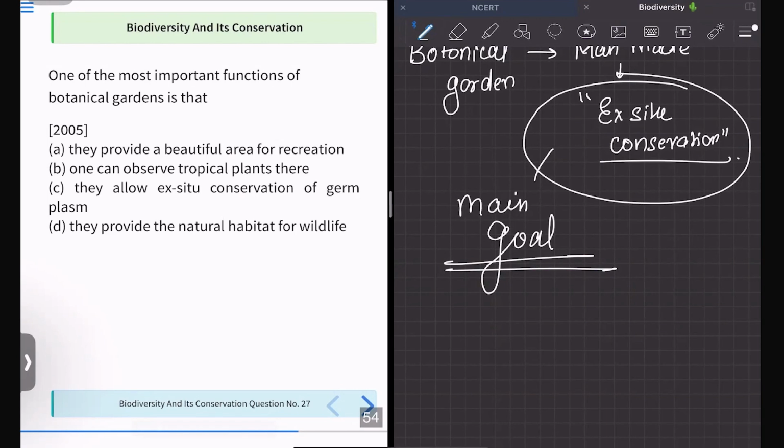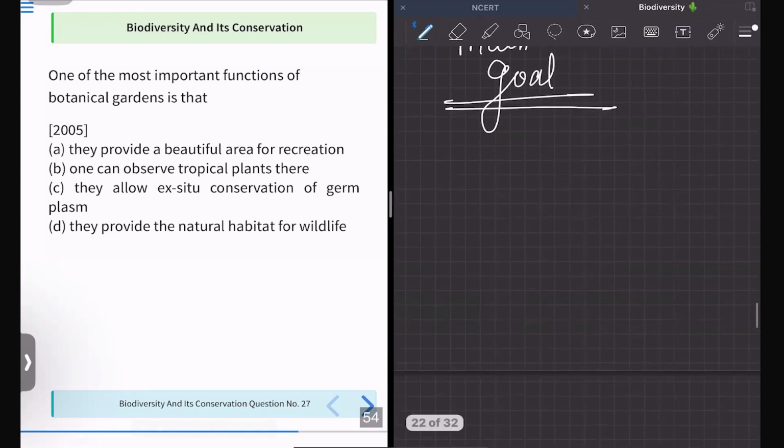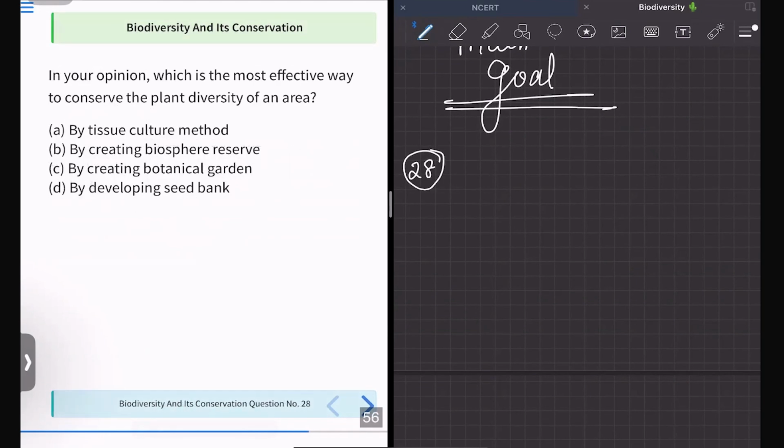Many times in the paper, you are going to find options in which all of them are related to the question being asked. But amongst them all, you have to select which is most appropriate. So you might face some questions like this. Okay, I hope you have understood the concept of ex situ and in situ conservation, and let us move to question number 28. In question number 28, they are asking us, in your opinion, which is the most effective way to conserve the plant diversity of an area? My friends, they have given you four different types of conservation of plants. Now you have to justify which among the four is the best.